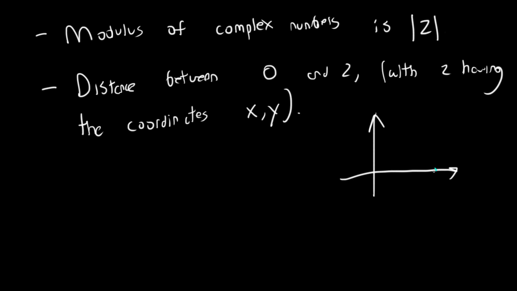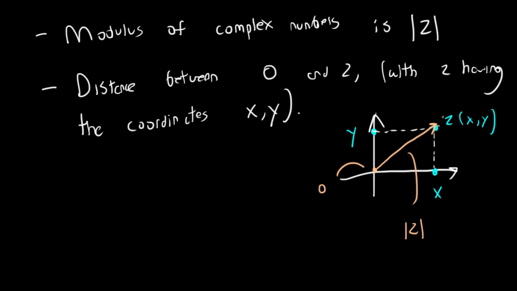Go ahead and give that a little draw over here. Say we had our X, we had our Y, and we had our Z, which obviously had the coordinates X, Y. And we had, what color have we not used? Let's go with a nice orange. This here would be Z. So this is the distance from your 0 origin over here to the point Z. That's what the modulus is going to be.